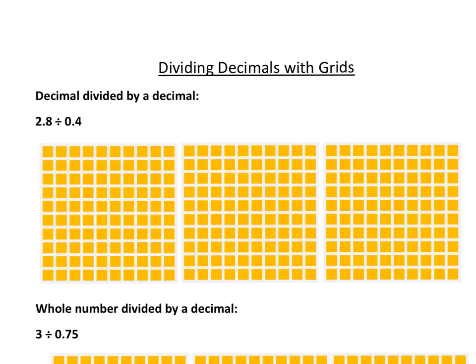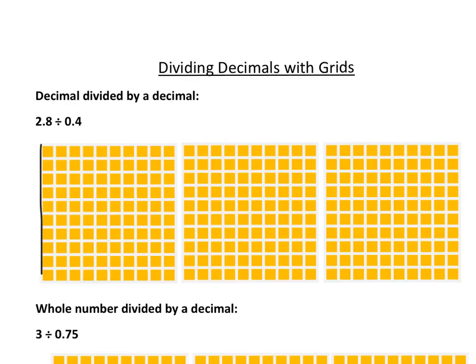Dividing decimals with grids. We're going to model a decimal divided by a decimal by using grids. So we're going to model 2 8/10 divided by 4/10. In other words, how many 4/10 are going to go into 2 8/10? So the first thing I'm going to do is model 2 8/10.